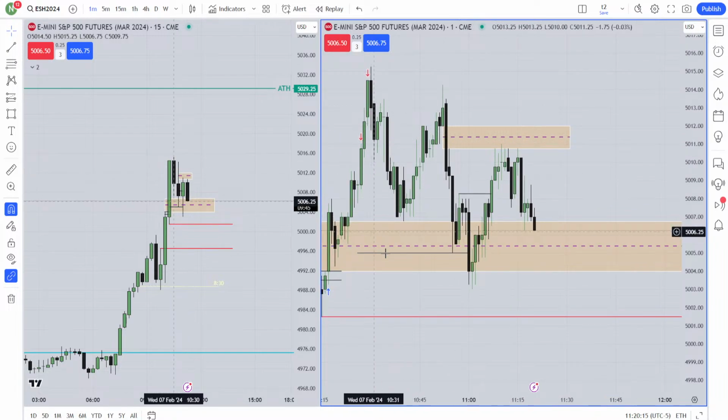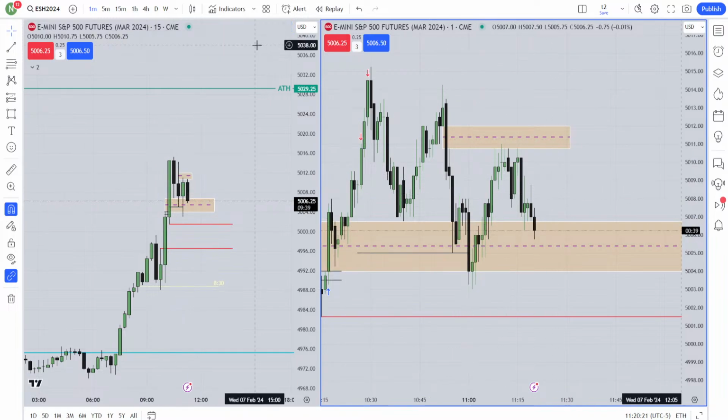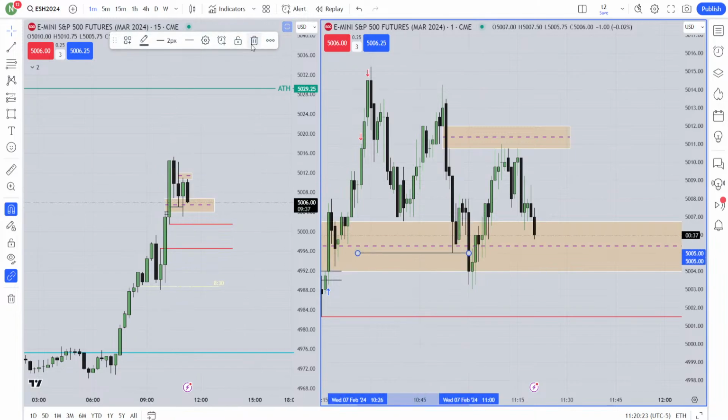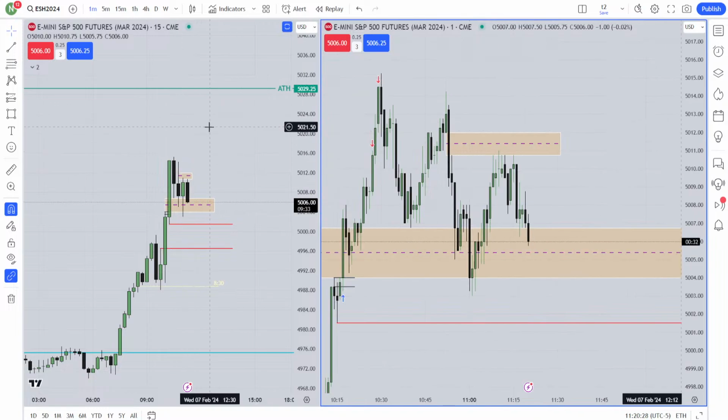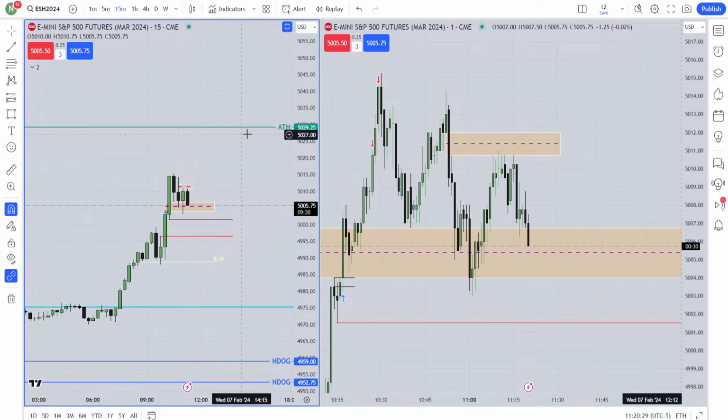That means at the same level you are going to get a sell setup, you are going to get a buy setup. Which one you are going to take, it's up to you. Which one you are going to take? That's why you need the liquidity. What do you have? All time high. You have all time high.